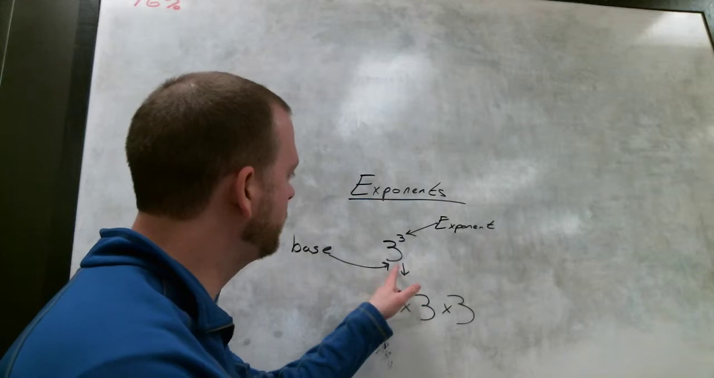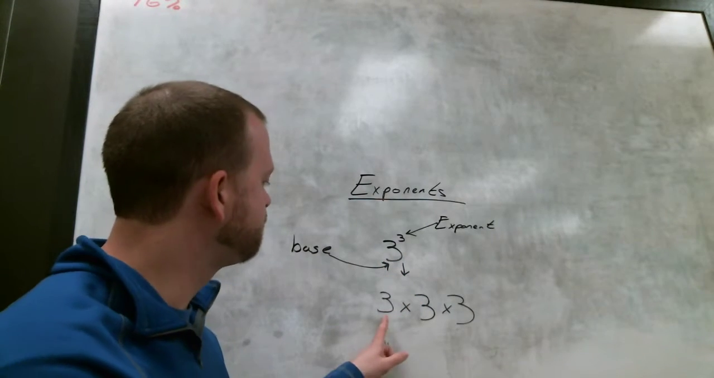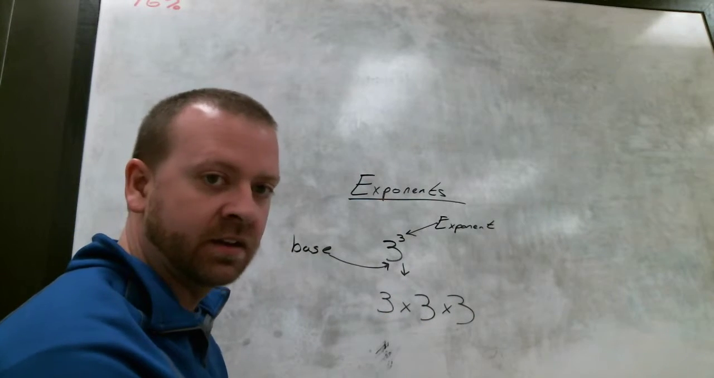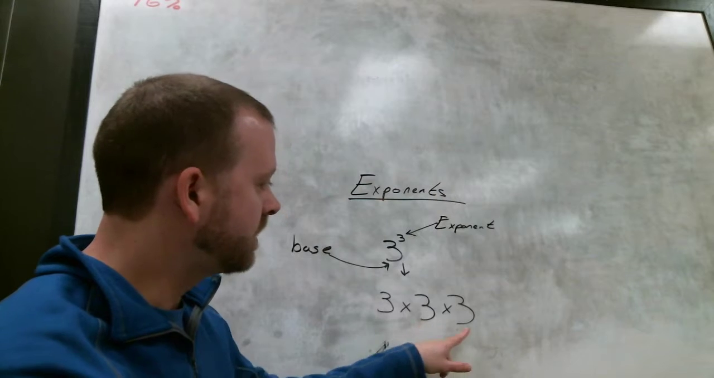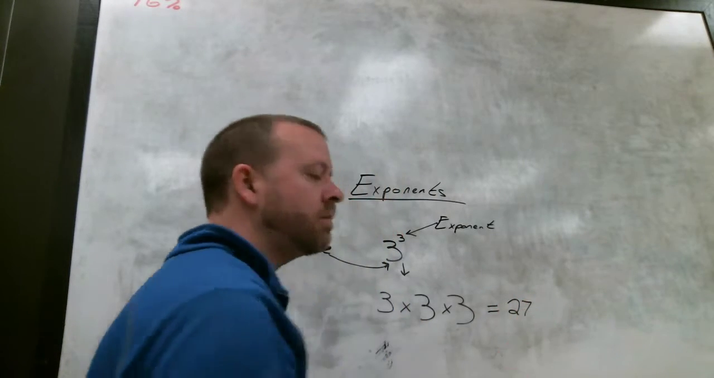And these two things are equivalent. They're equal to each other. Okay? So 3 times 3 times 3. So I know what 3 times 3 is. It's 9. Then I take 9 times 3, and that equals 27. And that's all you do.